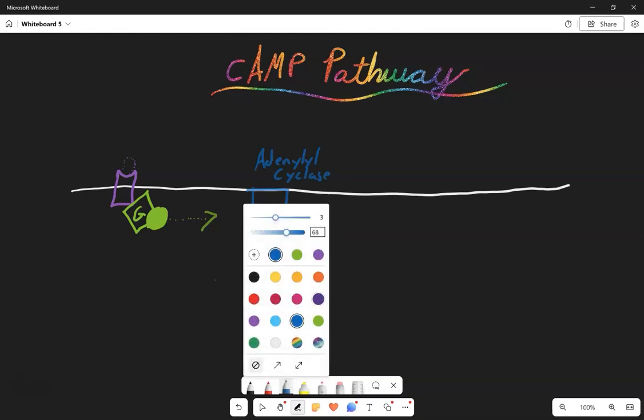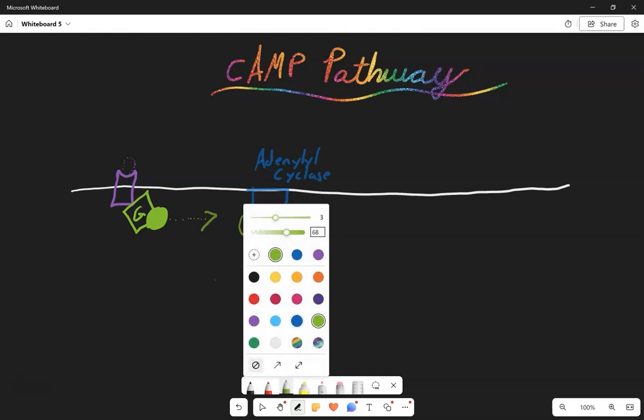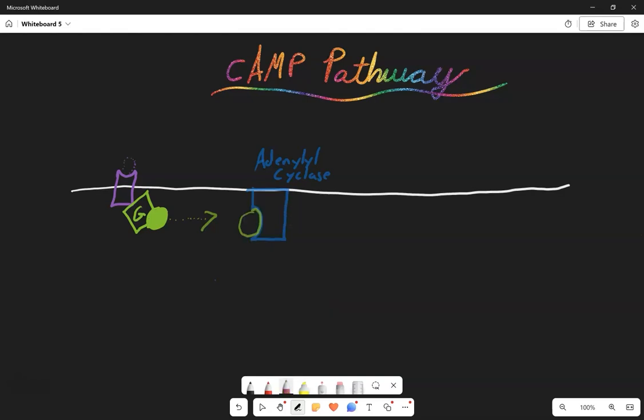Okay, so when that portion of the G protein comes in and binds to that adenylyl cyclase, what happens is a molecule of ATP comes in and it's split into 3 molecules of cyclic AMP. So you can see where this gets its name, right? It's the adenylyl cyclase or the cyclic AMP pathway.